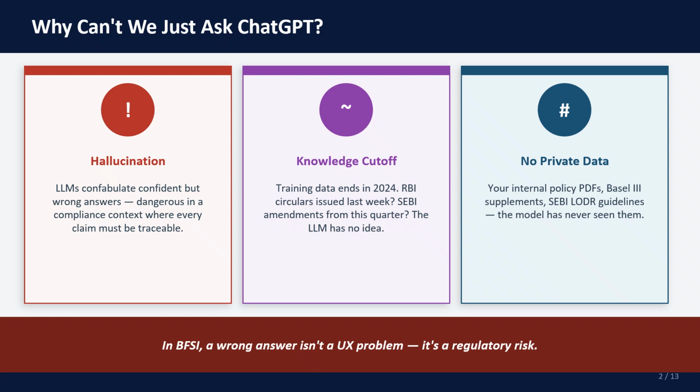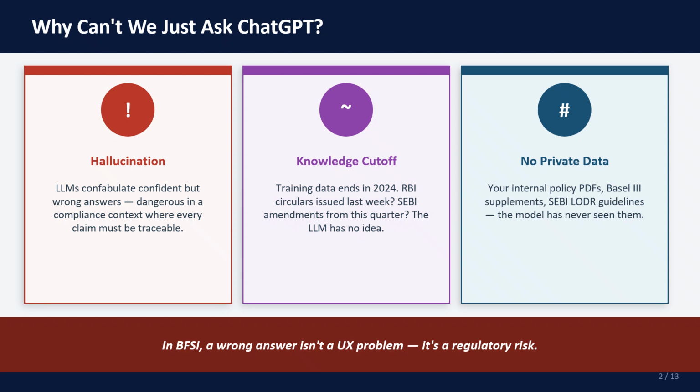Second is knowledge cutoff. The current GPT model's training data ends at a certain point in time. So it's not up to date. It's not keeping updated with the present date. So any RBI circular issued last month, any SEBI amendment from this quarter, the model simply doesn't know about it. It can't tell you what it doesn't know.